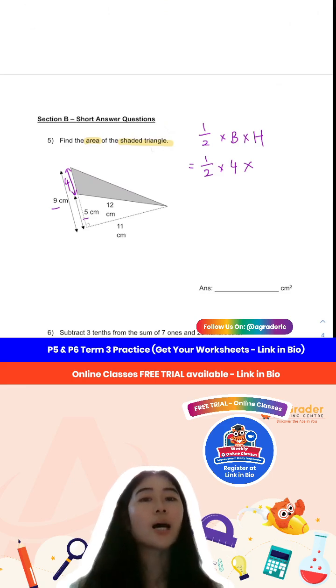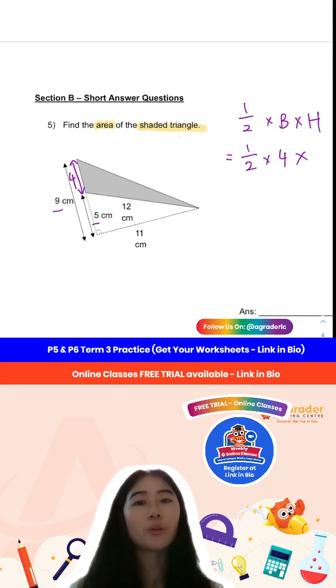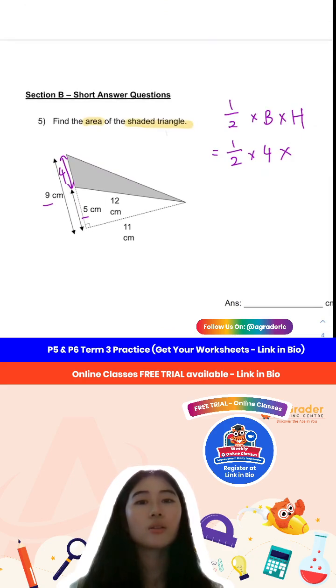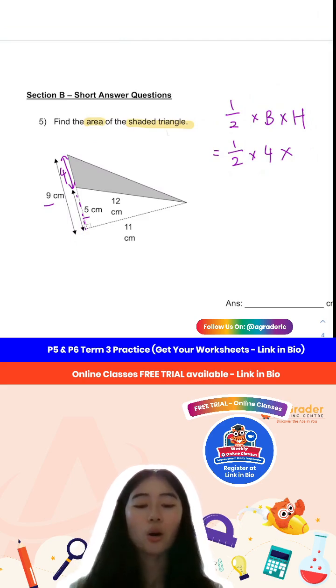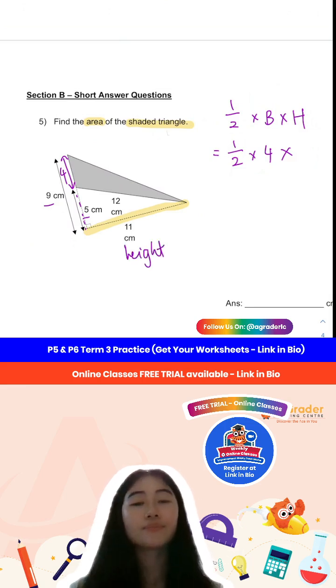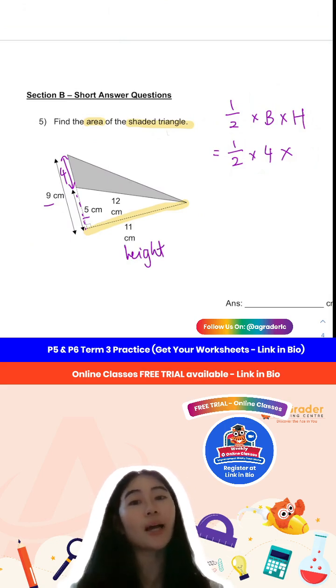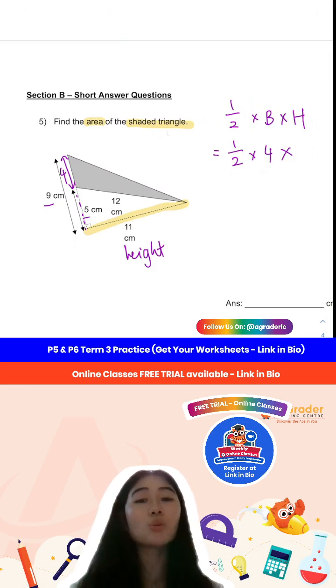And then for the height, okay, let me zoom in for you guys. For the height, you actually have to extend the base downwards until you reach the right angle. So once you reach the right angle, then that is your height. So the height is actually 11 cm. Make sure that between your base and height, you must have a right angle. So those of you who chose 12 cm, it is not correct because there isn't a right angle.